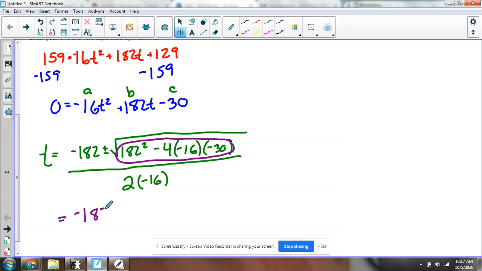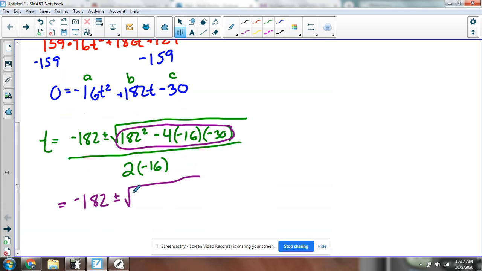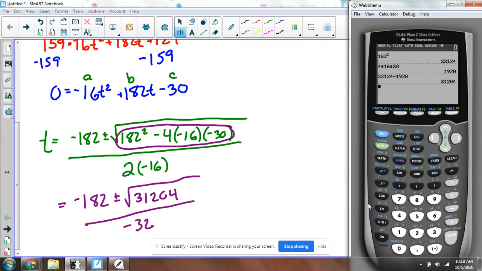So I get negative 182 plus or minus the square root of 31,204, over negative 32. So now I'm just going to do the square root of that. That gives me that. I'm going to do negative 182 plus that answer, divided by negative 32.